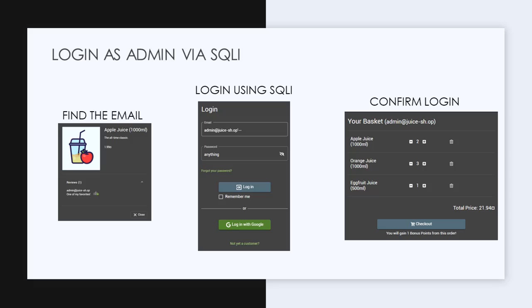Login as admin via SQLI. The site was scoured for any clues about the admin's email and was found in one of the reviews for a product. Since the password isn't known, we just hope that the SQL database was not set up properly. So using admin at juice-shop, single quote hyphen hyphen, would be our entry point. Single quote hyphen hyphen in SQL closes the previous command and comments out the rest of the query. We can confirm access by reviewing the basket as that shows the user.